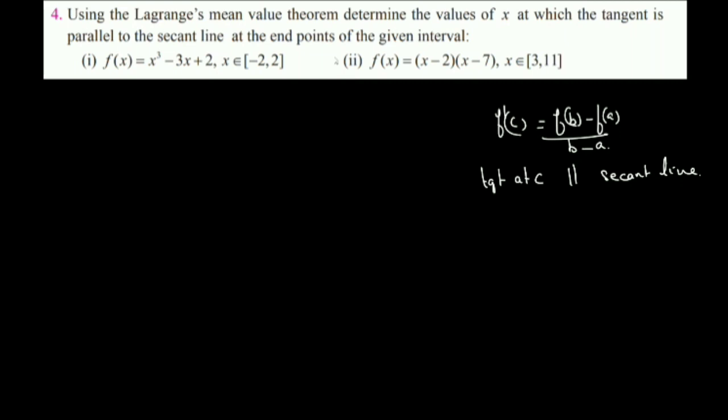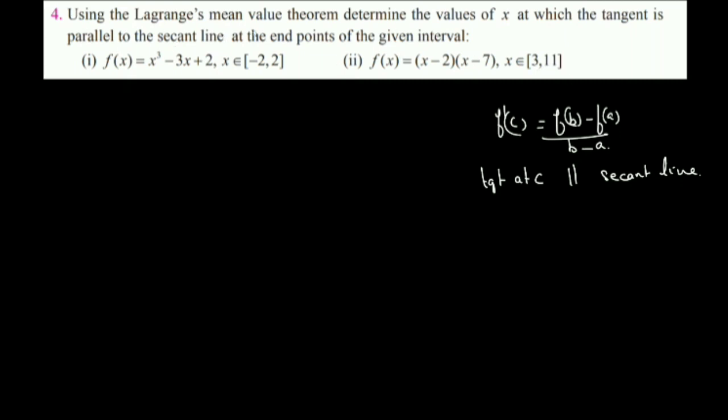Question number 4. Using Lagrange's mean value theorem, find the values of x where the tangent is parallel to the secant line. In Lagrange's mean value theorem, if the two conditions are satisfied, then the third condition is f dash of c is equal to f of b minus f of a by b minus a. That means the tangent at c is parallel to the secant line at the endpoints.